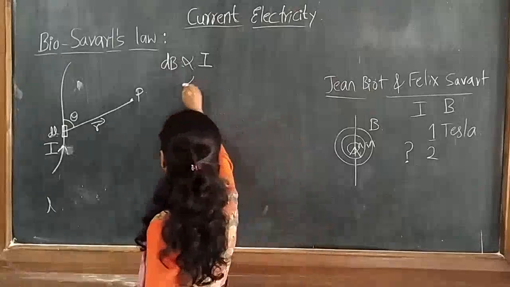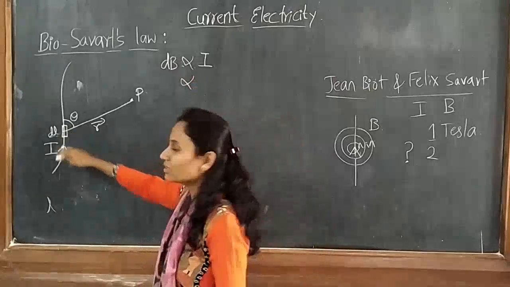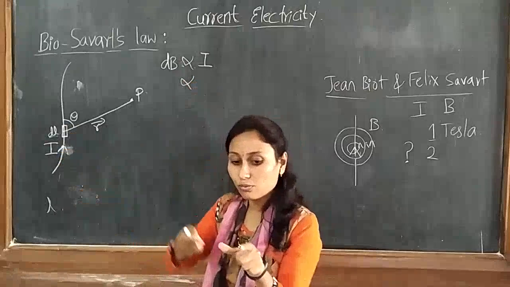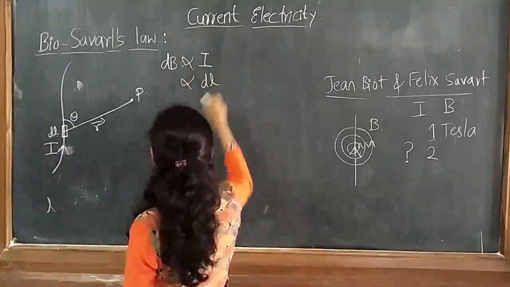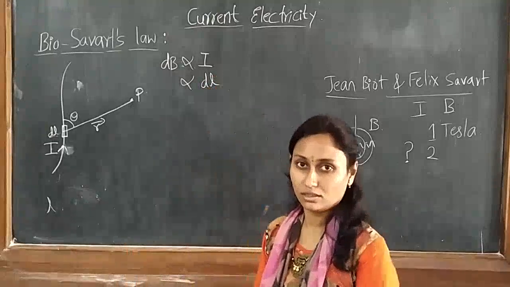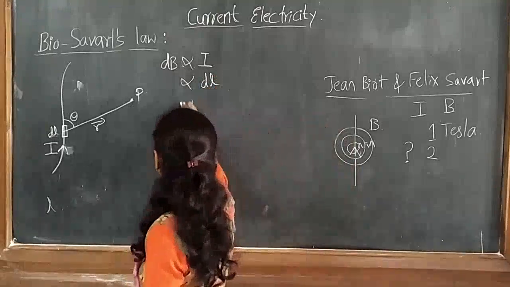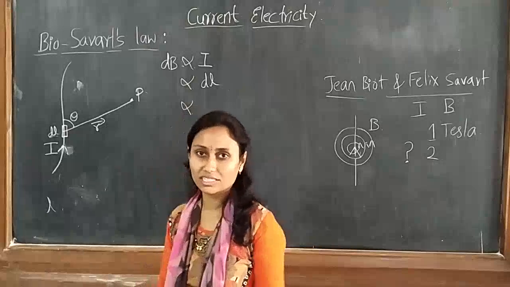Current. And the second thing, it depends upon what? The length, the path in which it is moving. So the length of the current element, that is nothing but dl. So it depends upon dl. And when we talk about the third thing, on which quantity does it depend?